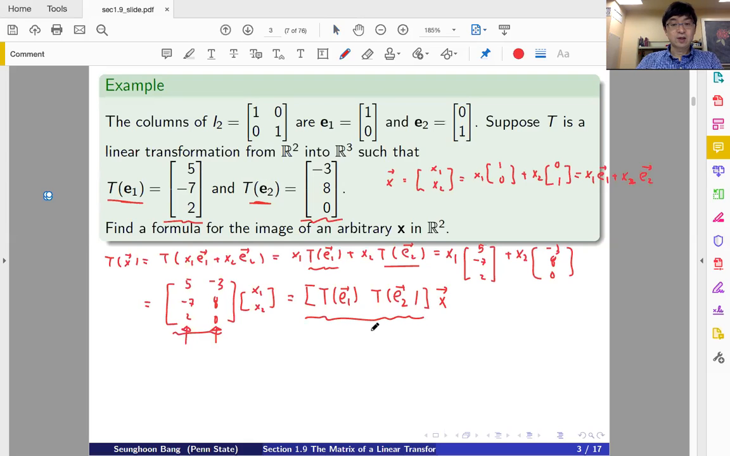So this is matrix A, and we have A times x. What is A? The first column is TE1. The second column is TE2. That's it. This is the whole idea for finding the formula.